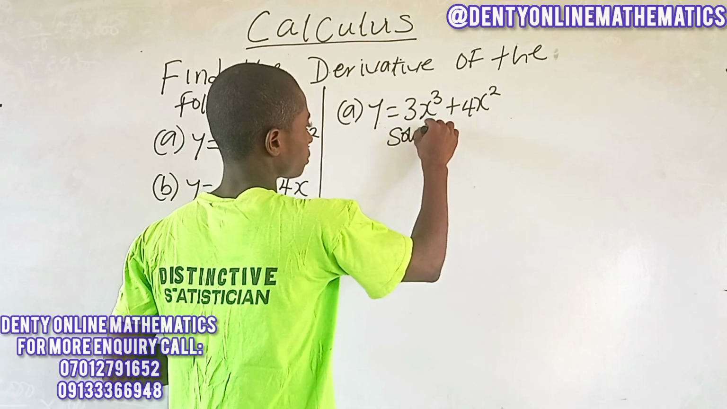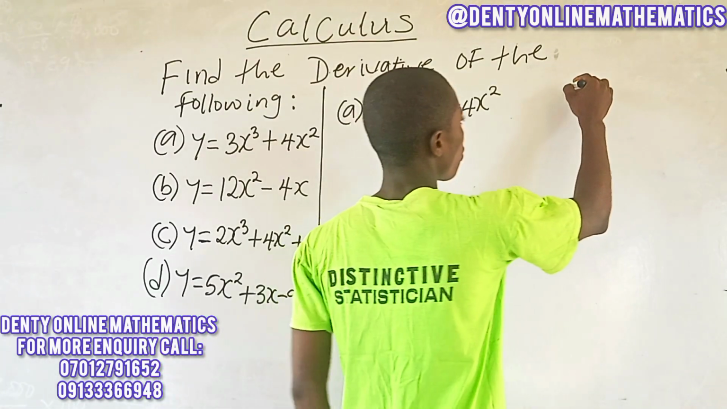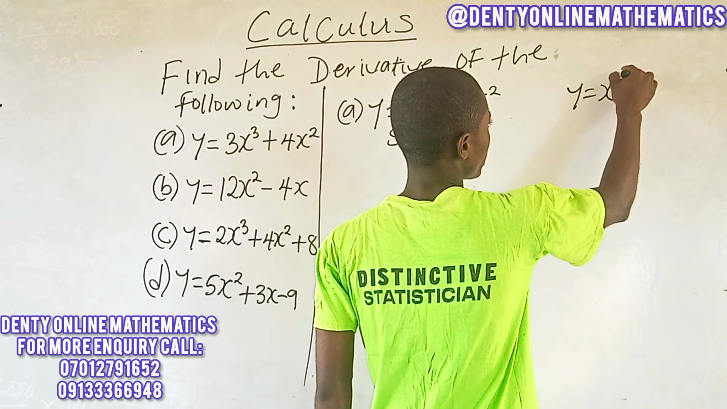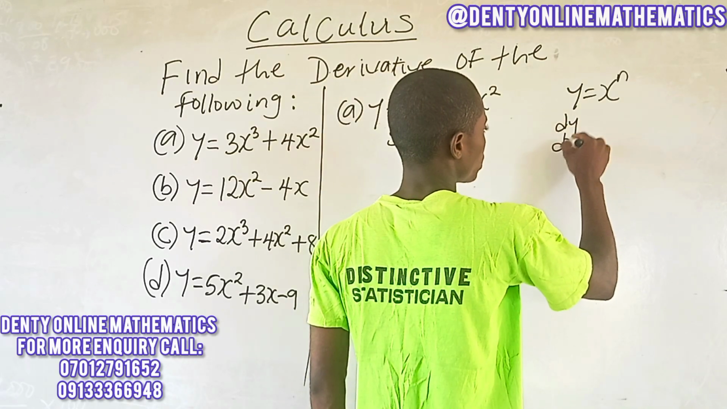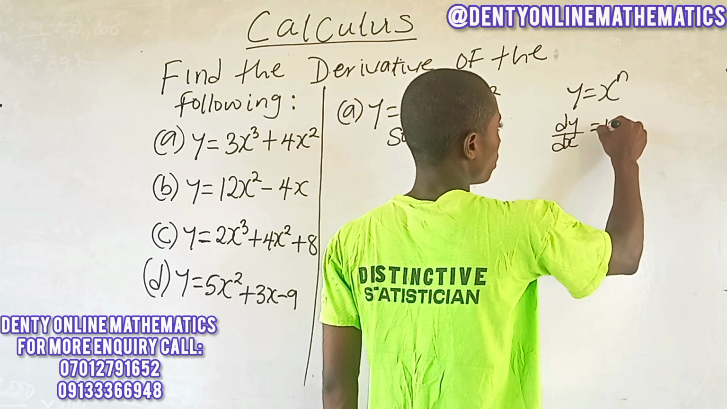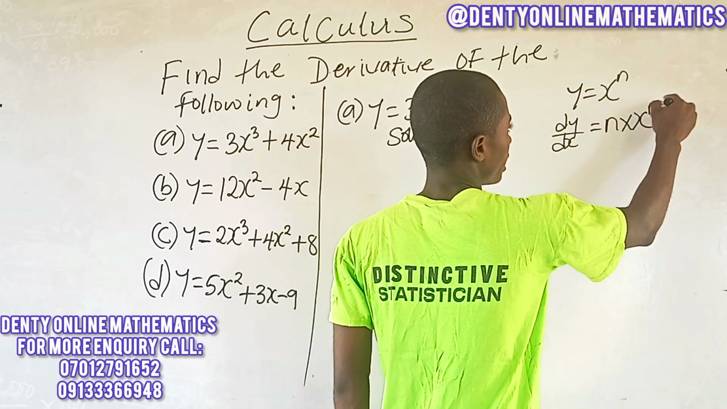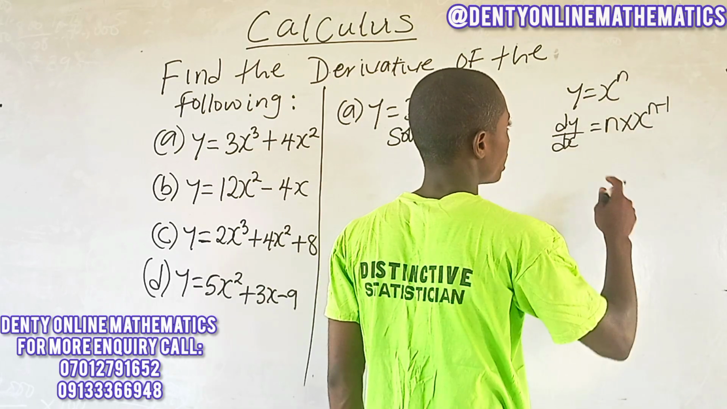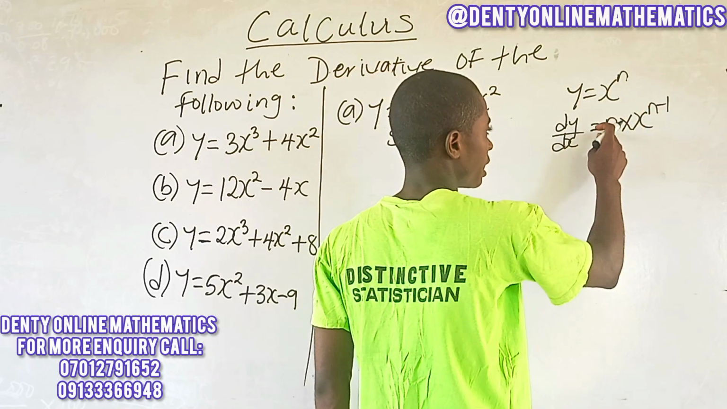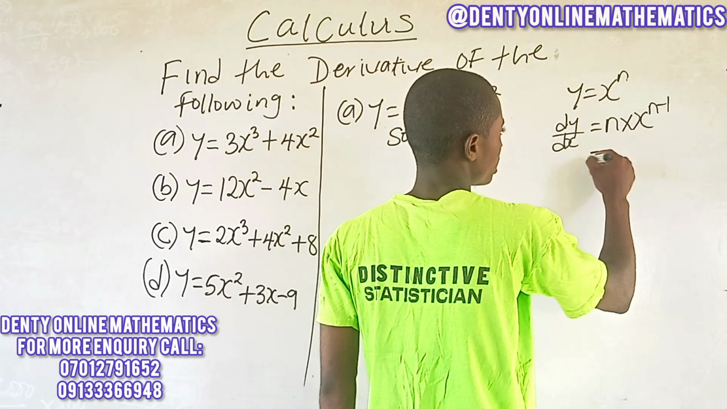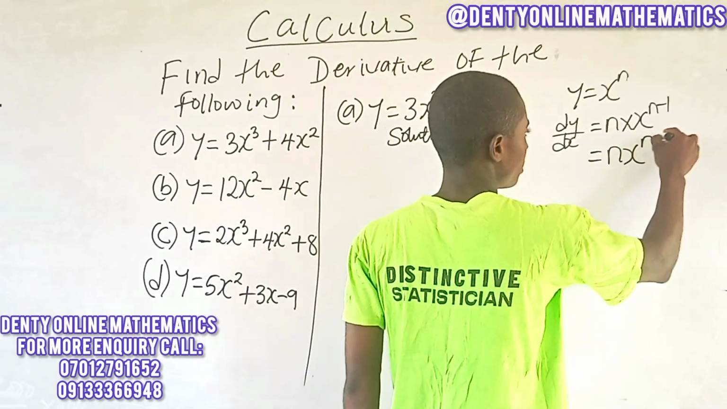Now, I will introduce something to you. Here's the solution. If you have a function, for example y equals x to the power n, it means that your dy over dx, which is your derivative, is equal to n times x to the power n minus 1. The n multiplies the x, and you subtract 1 from the power n. That means n times x to the power n minus 1.